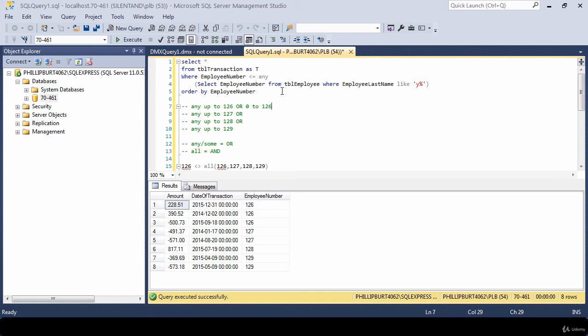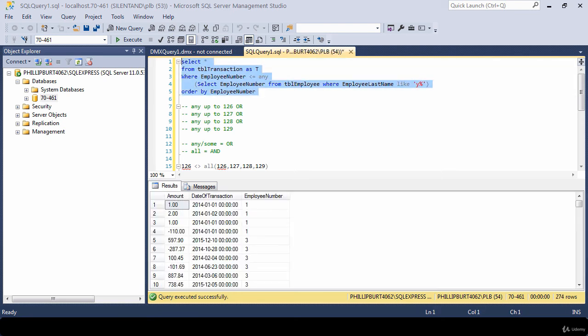It just so happens that our employee numbers start at 0. So it will go from minus 2 billion, let's use that for accuracy, to 126. And it will also go from minus 2 billion to 127, 128, 129. So whether it fulfills any of those criteria, it will be true. So let's have a look at the answer, and so we can see it goes from 1 all the way to 129. Now, if we did an all, then this or gets changed to an and.